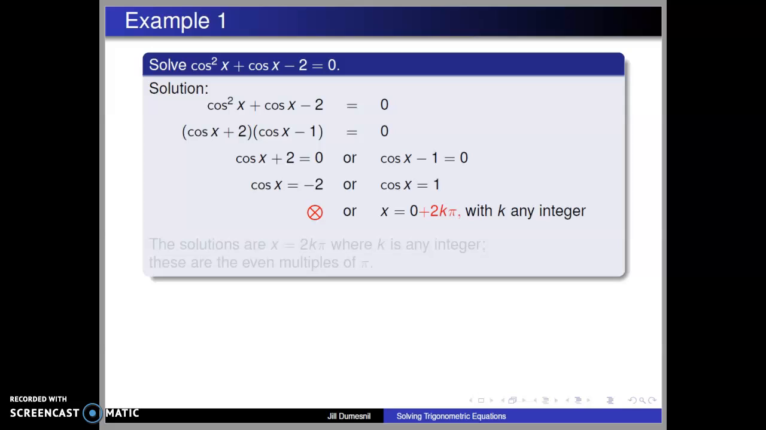The first equation has no solution since the range of the cosine function is the closed interval from -1 to 1. The second equation has solutions at the even multiples of pi. Therefore, the solutions to the given equation are the integer multiples of 2 pi, or the even multiples of pi.